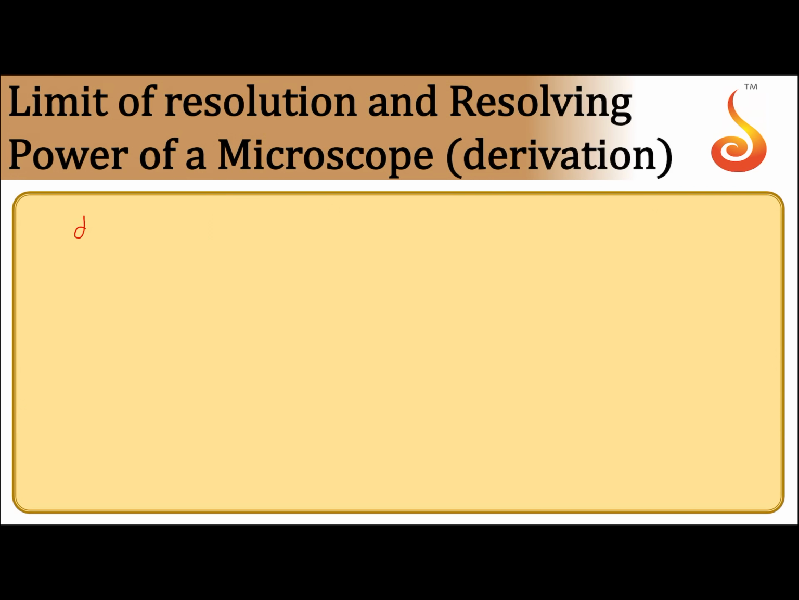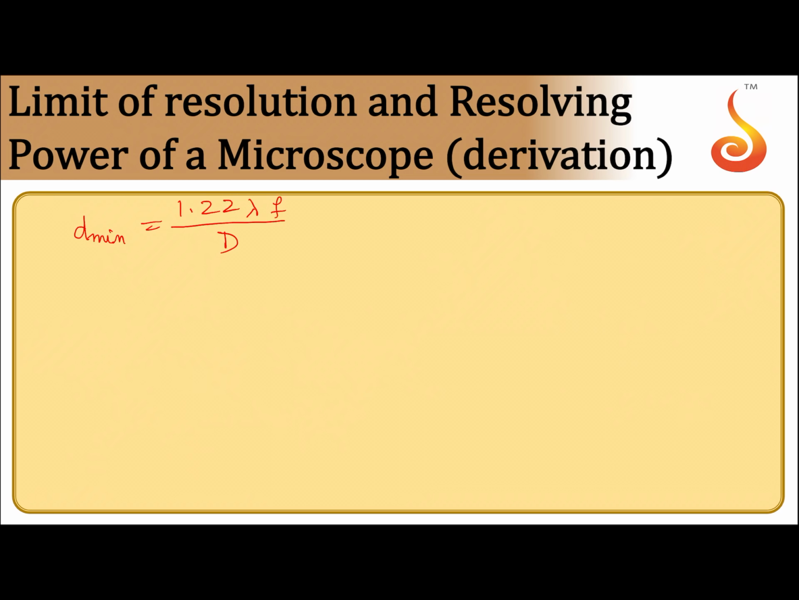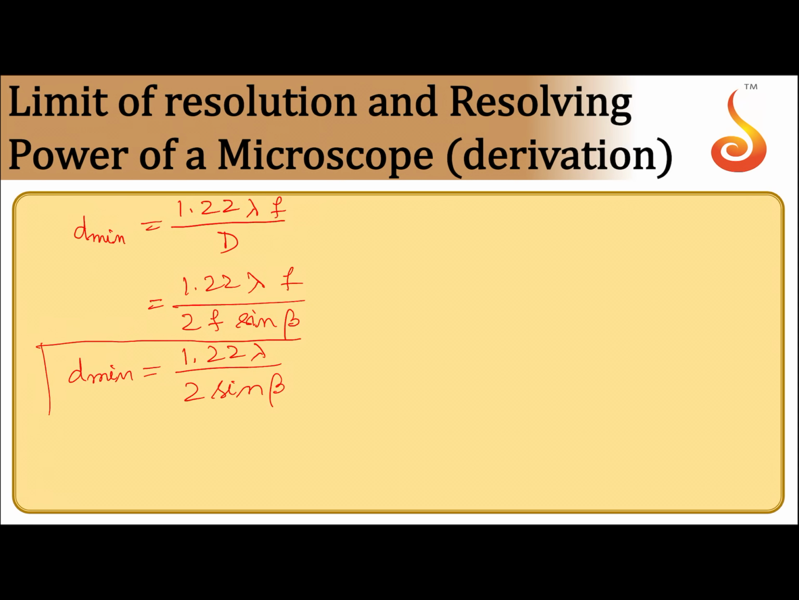So you will get d minimum is equal to 1.22 lambda f divided by d. v gets cancelled. But we know that d is equal to 2f sin beta. I can substitute that here. I'll get 1.22 lambda f divided by 2f sin beta, where beta is the semi-vertical angle. So f gets cancelled: 1.22 lambda divided by 2 sin beta. This is d minimum. This is the limit of resolution of a microscope.